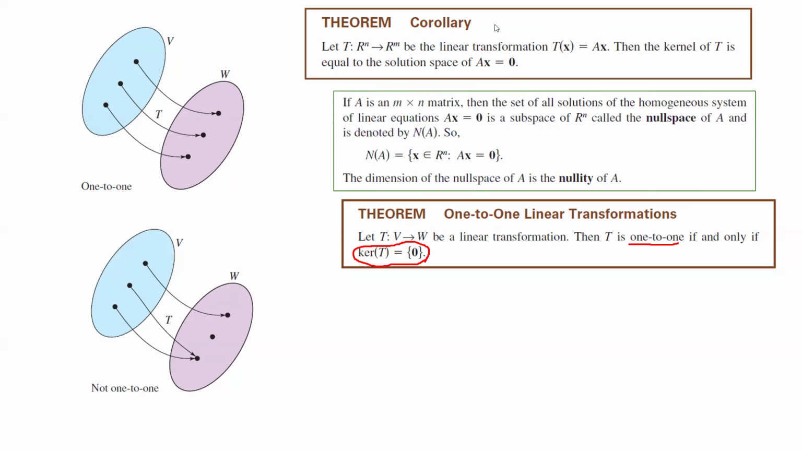Also remember that if A is an m by n matrix, then the set of all solutions of the homogeneous system of linear equations Ax equal to 0 is a subspace of Rn, which is called the null space of A, and is denoted by N of A. And N of A is equal to the set of all vectors in the domain such that Ax is equal to 0. The dimension of the null space is called the nullity of A. So we are going back and forth between matrices and linear transformations because, as we saw before, there's an important connection between them.